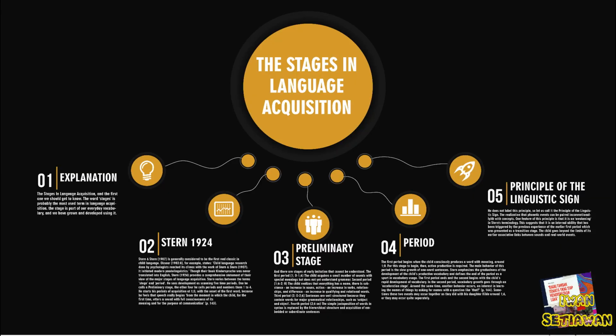We can view this stage as one of the co-occurrences of these three behaviors, the conclusion of which is marked by their coordination. And the first period begins when the child consciously produces a word with meaning, around 1 to 0. The main behavior of this period is the slow growth of the one-word sentence.